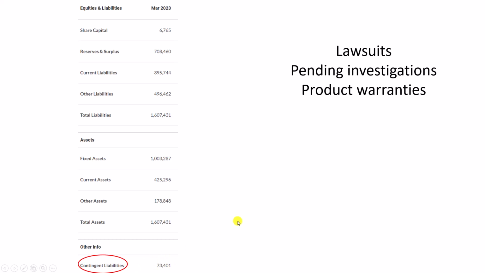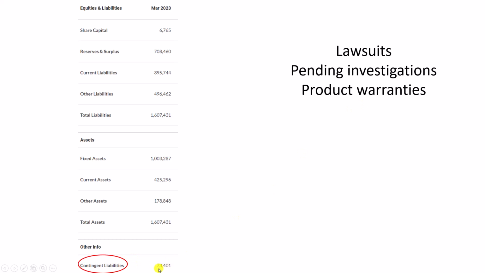I am going to take an umbrella. I do not know whether it will rain or not. If it rains, I will use it. If not, I will bring the umbrella back. If the company wins the case, if no warranty claims are made by the consumers, if the result of the investigation comes out in favor of the company, then this money will not be used. But if the company loses, or if the result of any investigation comes against the company, or if there are a lot of warranty claims, then it will use this money to cover these. So that is about contingent liabilities.